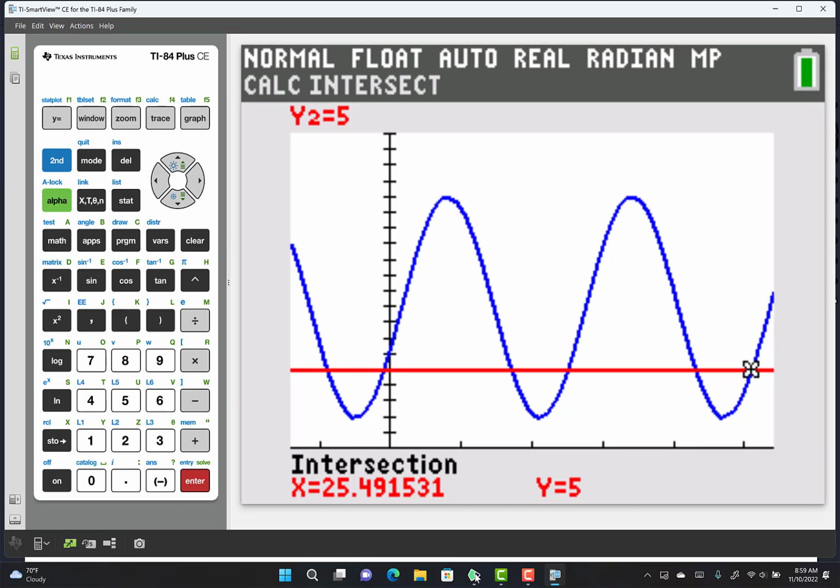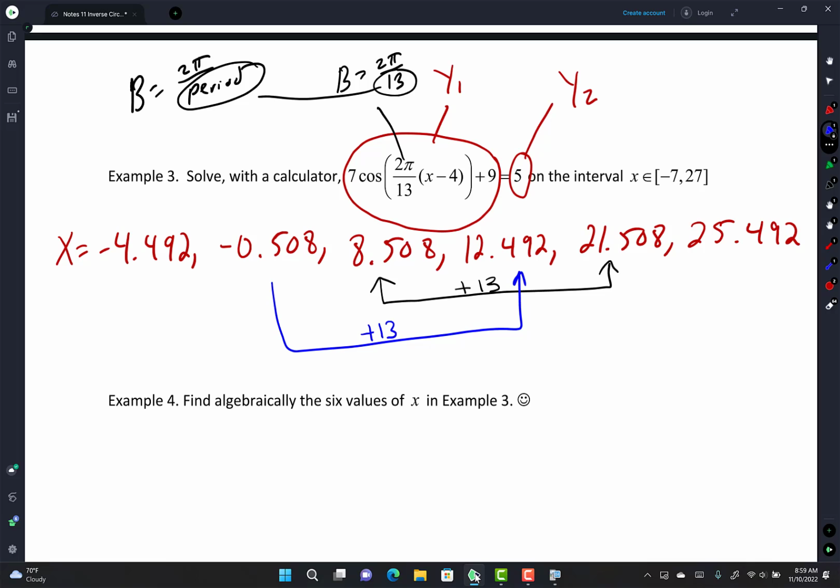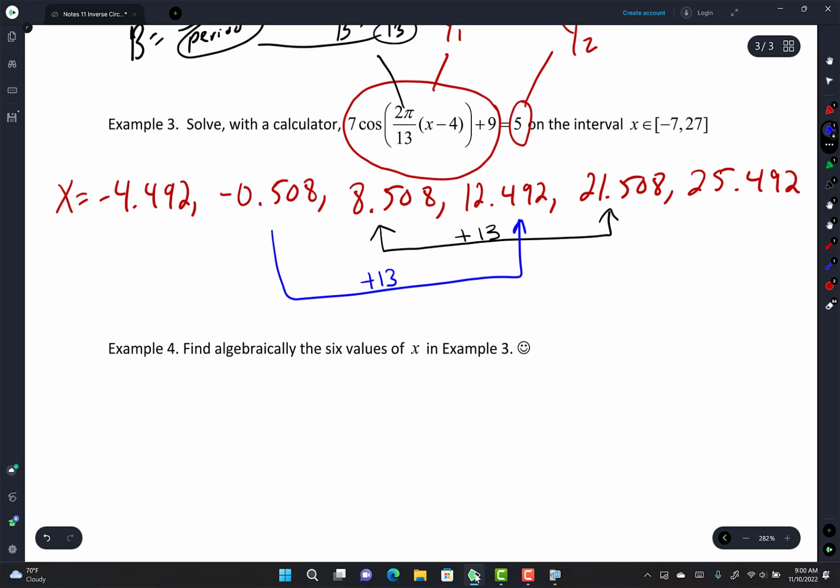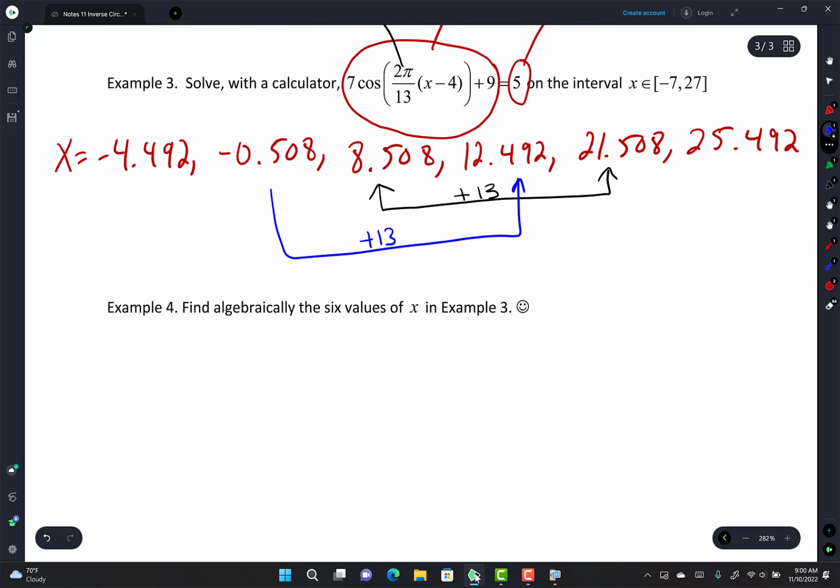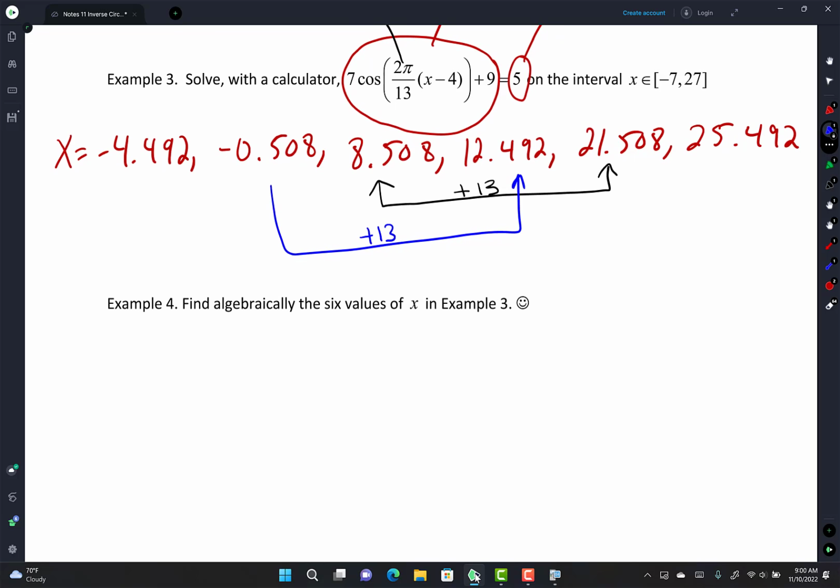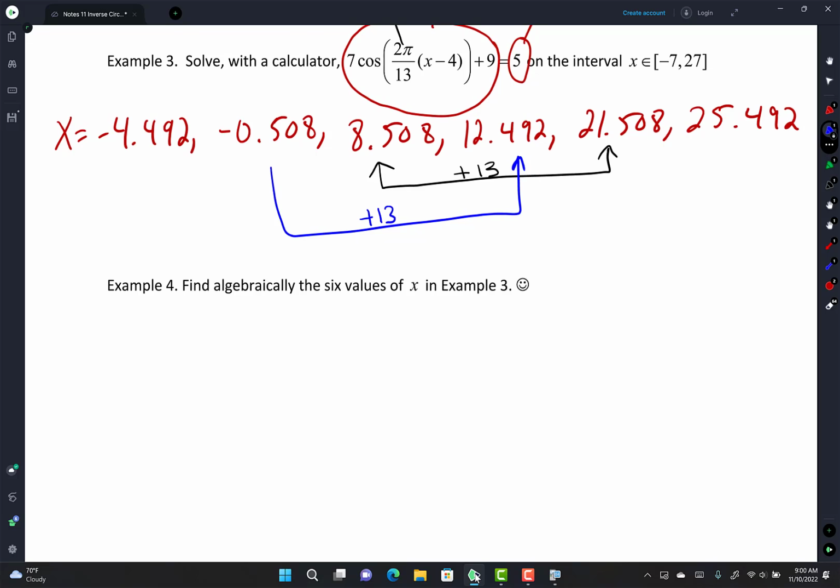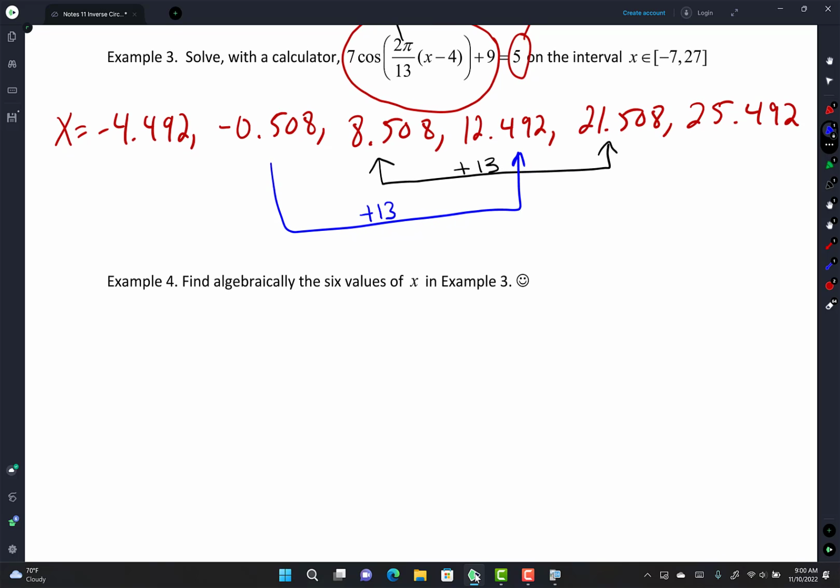All right, check it out, guys. We're about to do something awesome. We're going to get these numbers, but we're going to do it algebraically. Isn't that exciting? It's going to be so cool. So now it says: find algebraically the 6 values of x in example 3. It says the word algebraically, so that means we're going to calculate them by hand. Almost. We're going to need the assistance of a calculator, obviously, but we're going to show you the step-by-step.